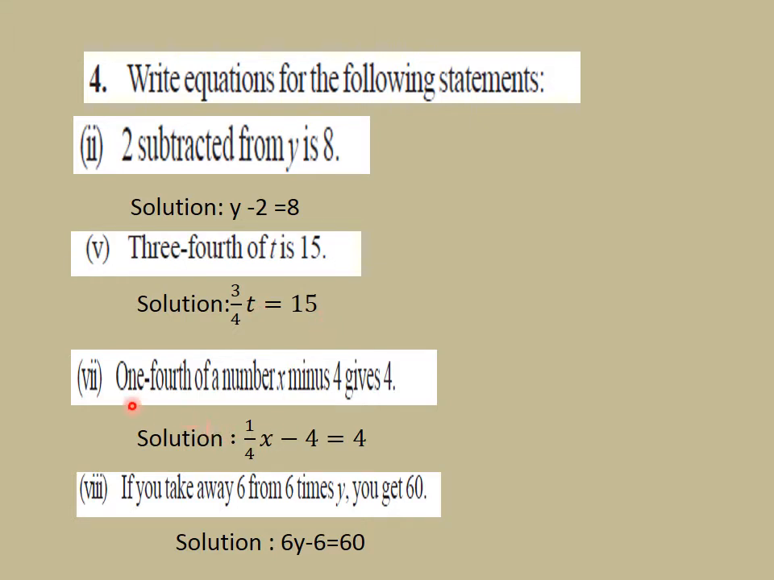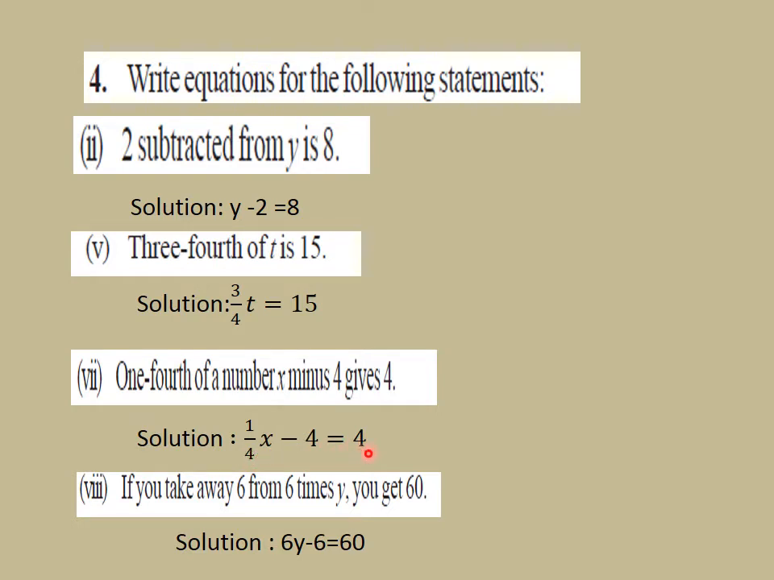Okay. Now next question, seventh question. 1/4 of a number x minus 4 gives 4. 1/4 of a number x, that means it's a fraction again. 1 upon 4 of number x, so multiplied by x. Of means you have to multiply always. 1 by 4 x minus 4 is equal to 4. Alright.